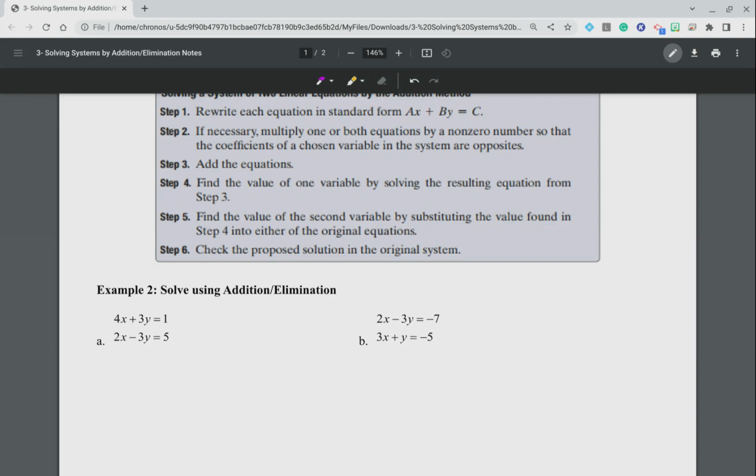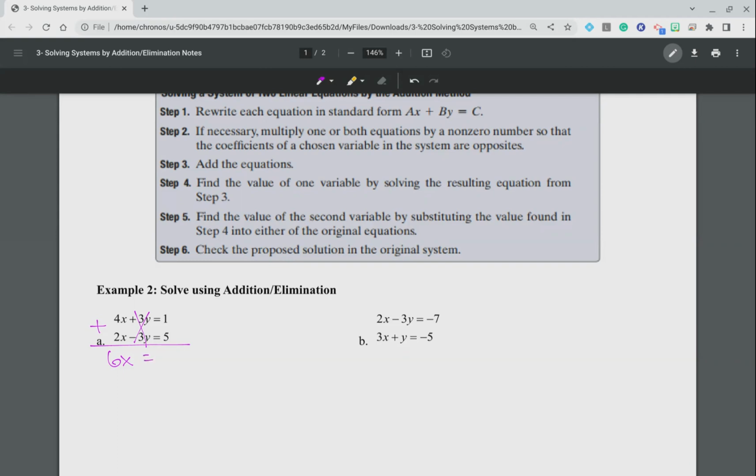Then it says add the coefficients. So what I'm doing here is I'm looking at this as a big addition problem. Okay, and I'm going to add straight down. 4x plus 2x is 6x. 3y minus 3y is 0. That is why this method is called elimination, because I just eliminated the y. There are no more y's left.